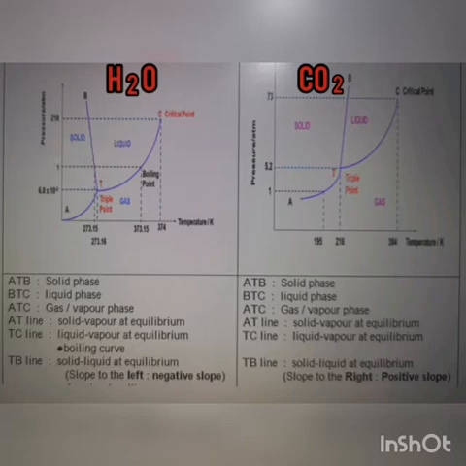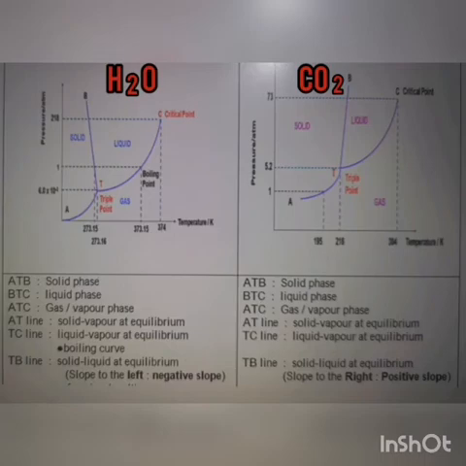So one more thing to share. If data is given, you need to sketch the diagram of pressure versus temperature. First, if data is given for the triple point and critical point, you find the points and smooth the curve. And make sure whether it is H2O or CO2, depending on the data given. So you need to smooth the curve.